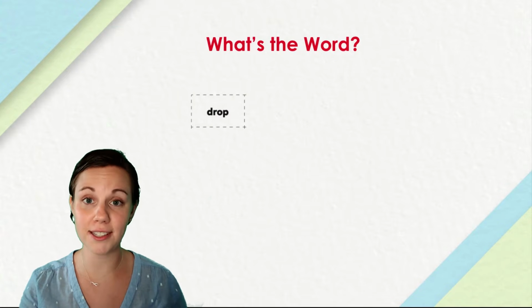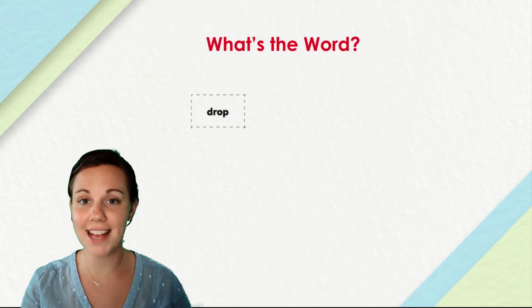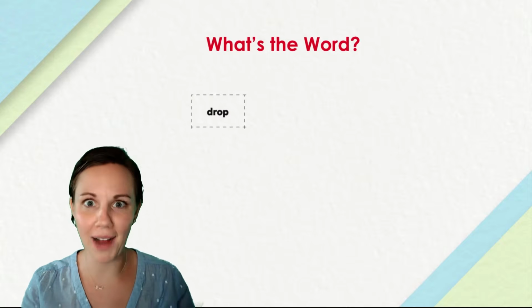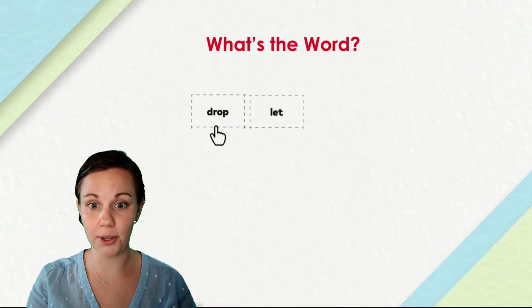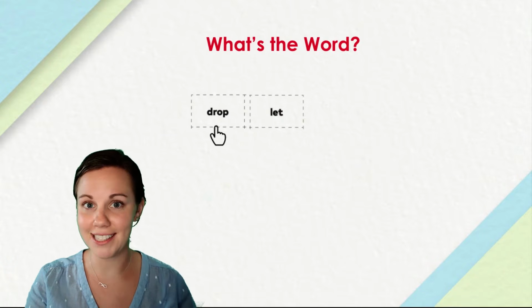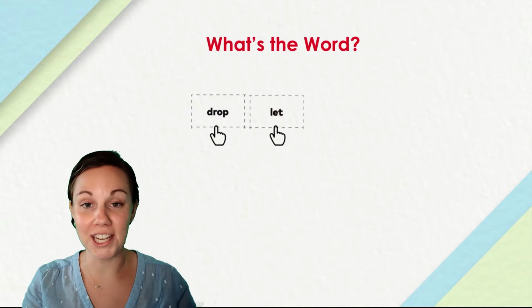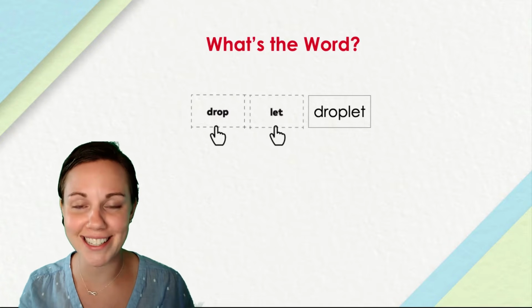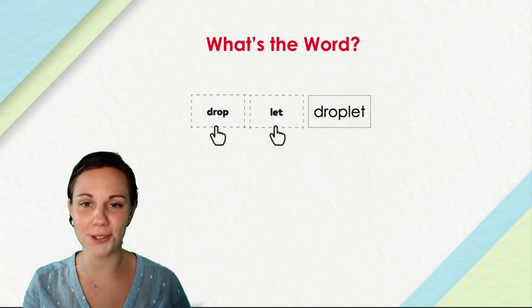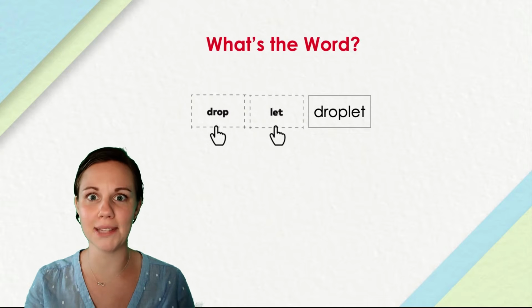Here we have our first syllable. It looks like a closed syllable. It says drop. Great job. Here's the second syllable. What does it say? Let. Put it together. Drop, let, droplet. You've just used your syllable type information to decode or read this 2-syllable word, droplet.